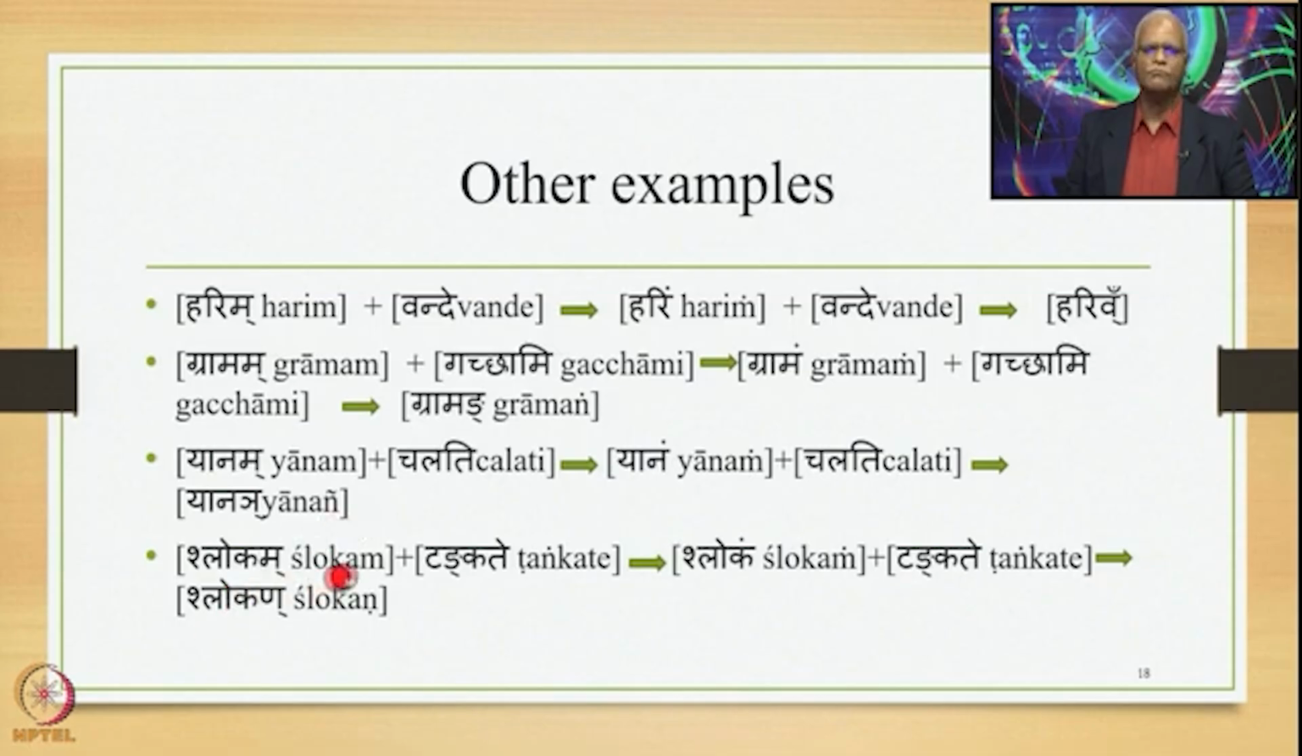Then we also have shlokam tankate. This is an input for 8323 and the output generated is shlokam tankate with an anuswara, and this becomes an input for 8459, and so this anuswara is substituted by the nasal parasavarna of t, which is na, so shlokan tankate, but this is optional, and so the other optional form generated is shlokam tankate. That is the optionally generated output.